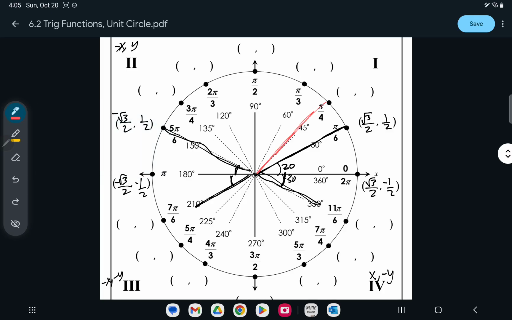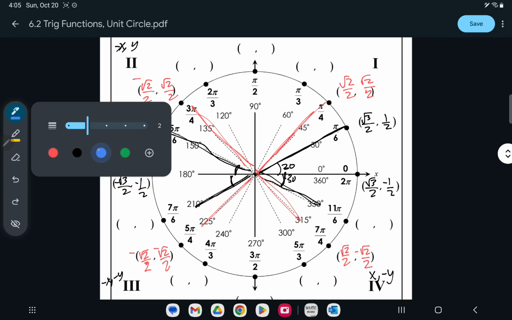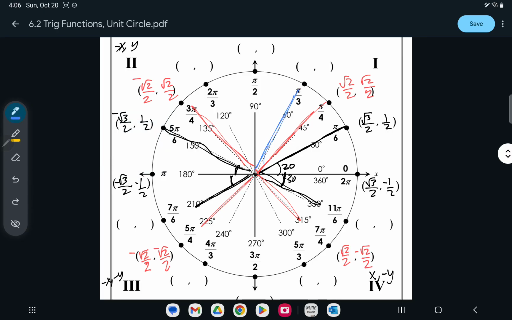The 45s are the easy ones. They're the ones in the middle of every quadrant. And they're the same. It's root 2 over 2. So you just have to know where the values are negative. So negative x. Negative x and negative y. Positive x, negative y. And then the 60 is just the flip-flop of the 30. So 1/2 and root 3 over 2. Negative 1/2, root 3 over 2. Negative 1/2.